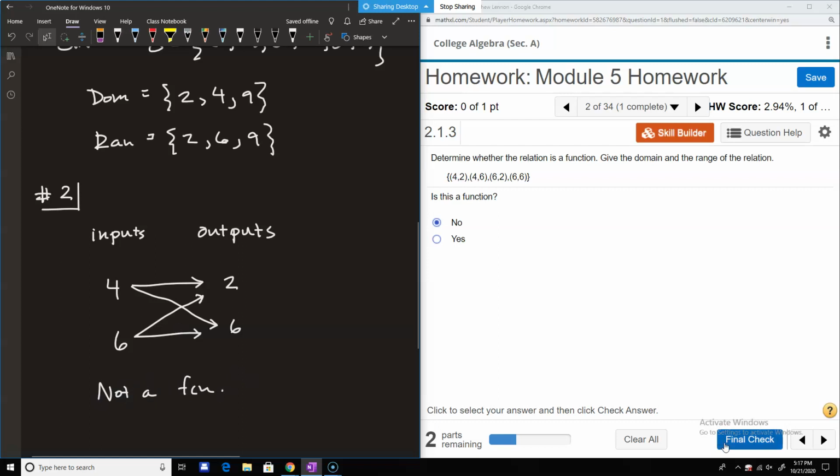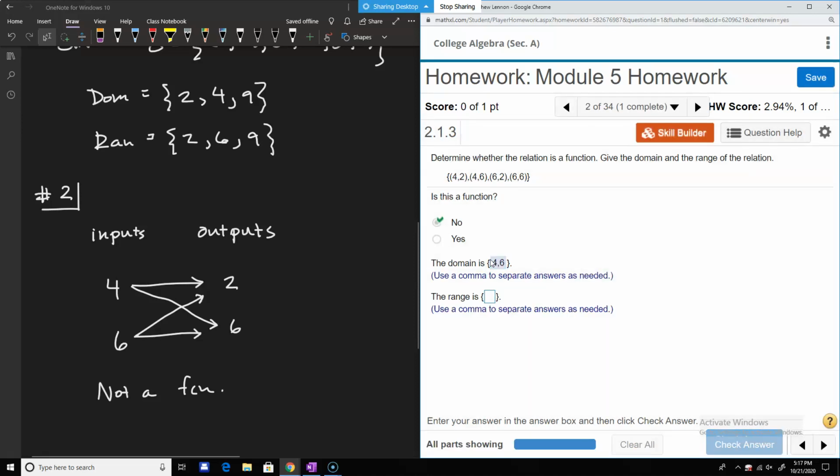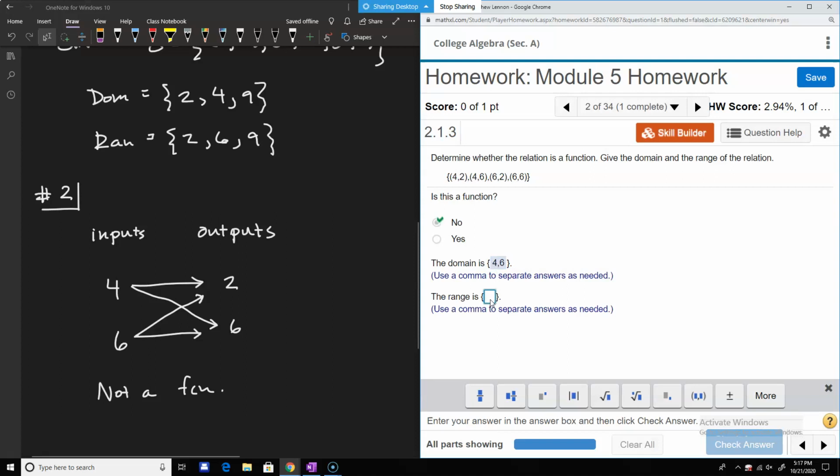All right, so we checked that one. The domain, you can still talk about the domain and the range. That's not a problem. It's just the set of the input values, and the range is the set of the output values, which is 2 and 6.